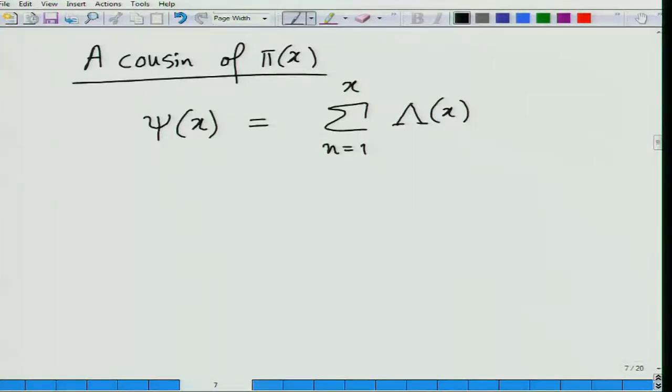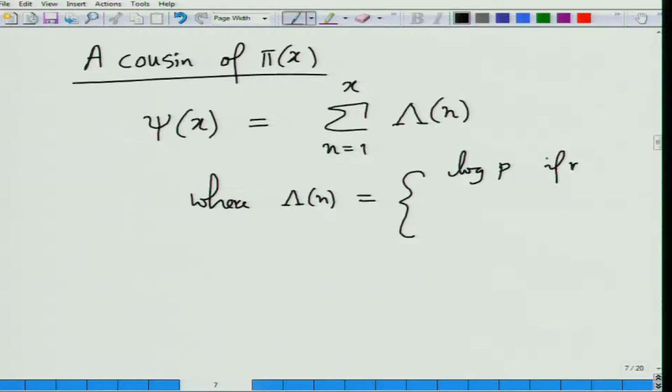It is a sum over n going from 1 to x of lambda n, where lambda n equals log p if n is p to the k for prime p, and 0 otherwise. Now, pi x had p of n, which was 1 precisely when n is prime, otherwise it was 0.